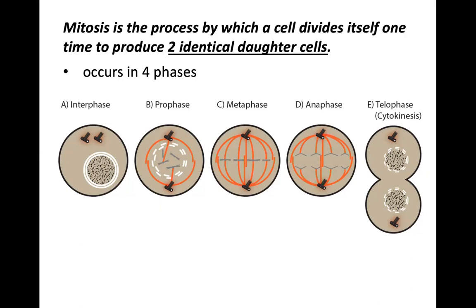How many parents? 1 parent. How many cells does it make? 2 cells, and we're going to get into all this. And what do they look like compared to the parent? They're identical. Because if there's only 1 parent, they can only look like the 1 parent, right? Okay.